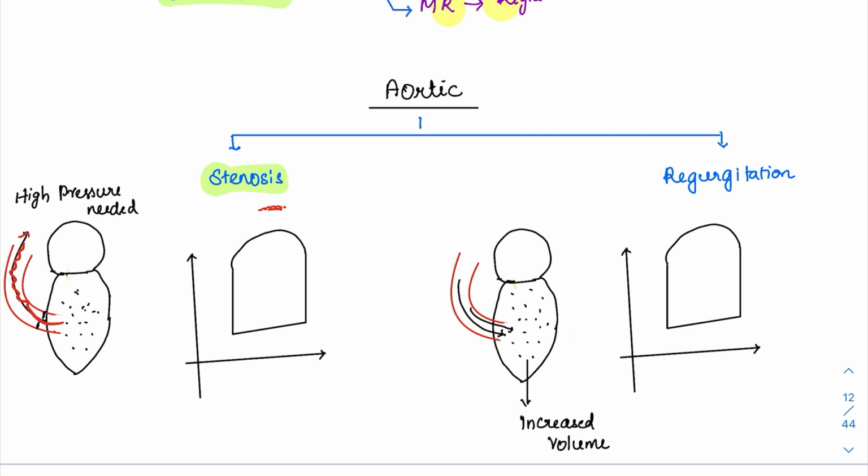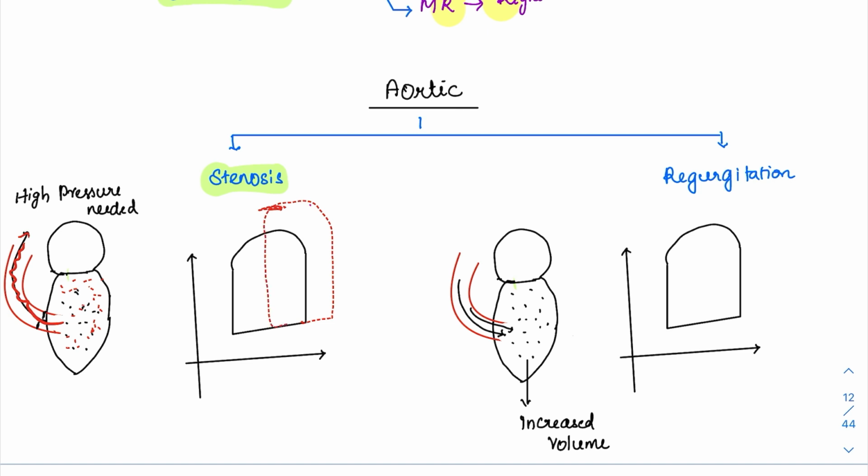Now I am pushing the blood as much as possible. But do you think all the blood will be pushed out? No, because there is a stenosis. So more blood will start accumulating in the ventricles. Whenever the ventricles start accumulating blood, the end diastolic volume is going to increase. So the curve is going to be something like this. Just connect the dots.